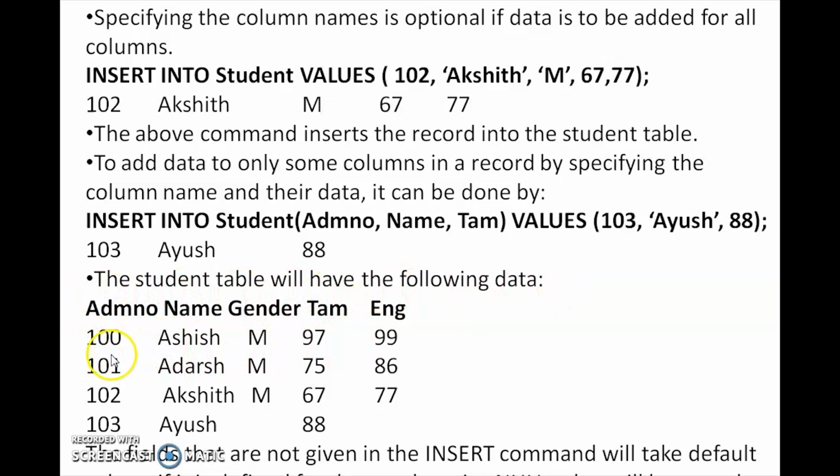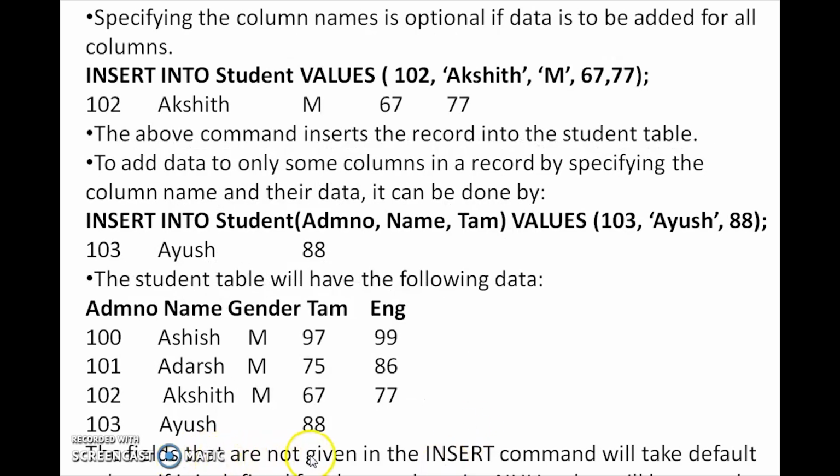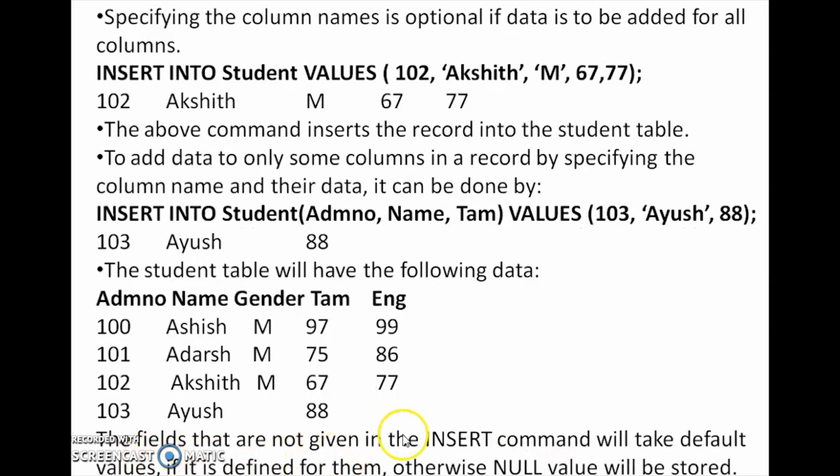Okay, the student table will have the following data. First I have given 100 and 101; these two I have given with a column list. I specified the column list and then gave the values. 102 I have inserted without specifying the column list. And in 103 I have specified only 3 values for 3 columns, and for 2 columns I have not given the value. So the fields that are not given in the insert command will take default values.